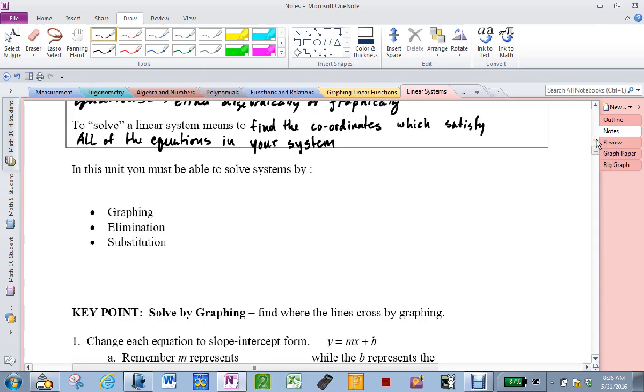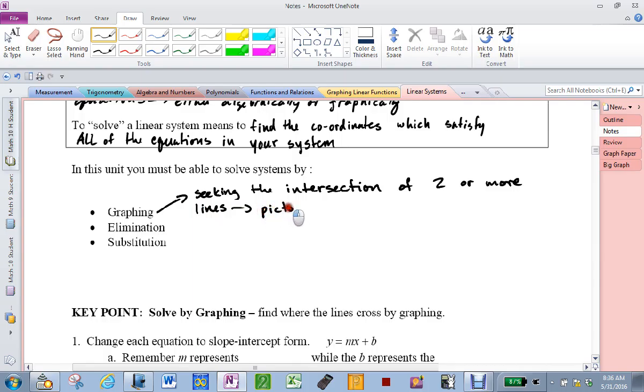Now, to do this unit, you're going to learn 3 ways to solve these. We're going to start with graphing because it's the easiest. Graphing is done by seeking the intersection of 2 or more lines. So this is pictorial. You're going to draw it. These two are both algebraic.